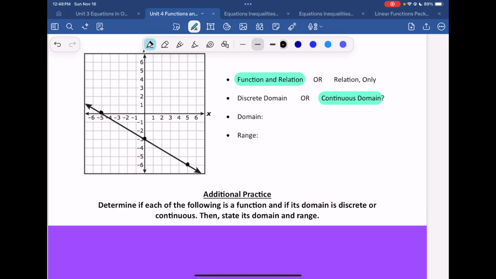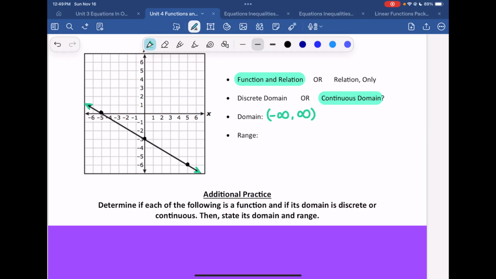Okay, so as far as the domain goes, we're going left to right. Now notice, on the left, there's an arrow. On the right, there's an arrow. So although the graph is going up and down, it's also going to the left forever, and it's going to the right forever. So it's going from negative infinity to positive infinity.